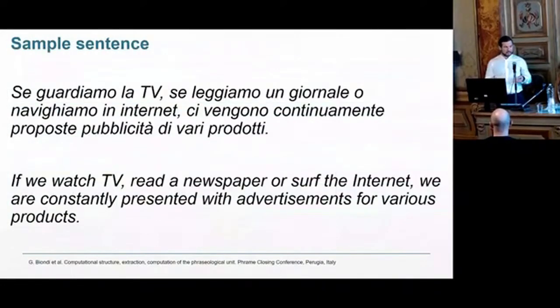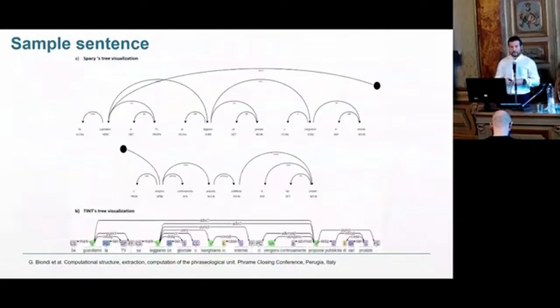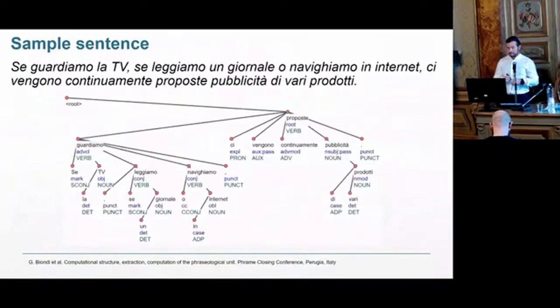Here we show a sample sentence taken from the corpus. And the first output is the tree visualization. Here you can see the dependency tree of the sentence as visualized by the different toolkits. The first one you see is from spaCy, the second one is from TINT, and the third one is from UDPipe. As you can see, all of them are highly informative, although they were not used for our automatic processes, but they can give a hint of the sentence structure. And you can see the dependency links between the words and the parts of speech.